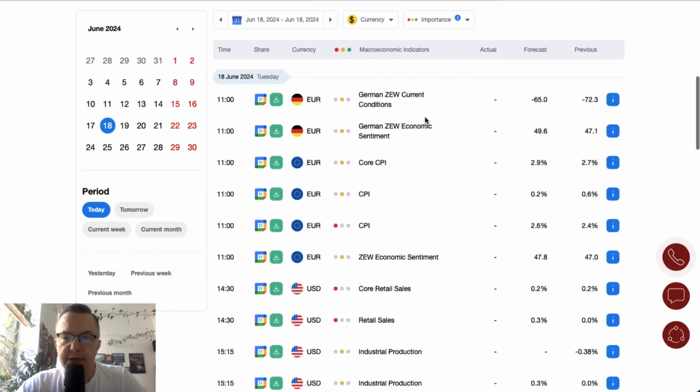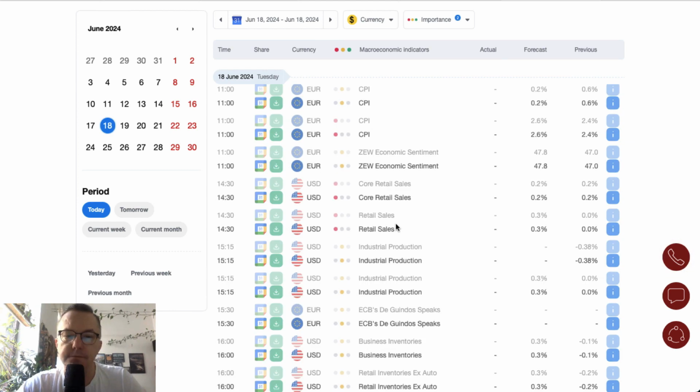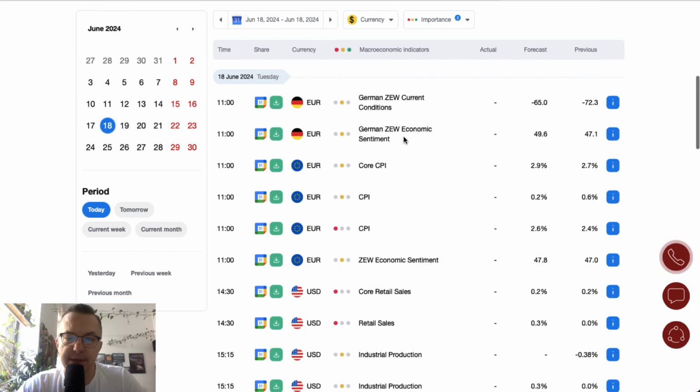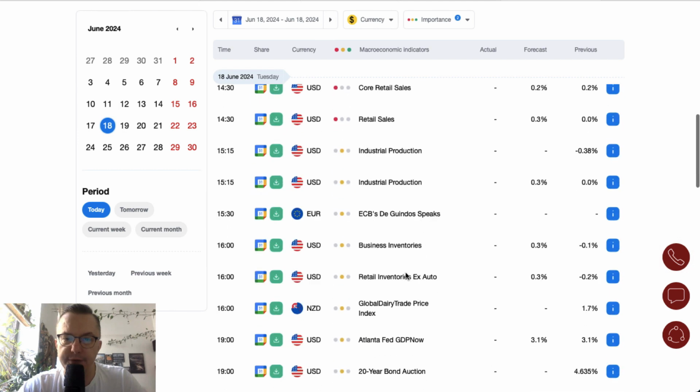During the London session, we got the German current conditions and economic sentiment data scheduled for release at 11 o'clock, and at the same time we got one of the major events of the London session, CPI data from the Eurozone. Eurozone economic sentiment is scheduled for release at 11 o'clock as well, so at 11 o'clock today, plenty of important data is scheduled for release. Please stay focused.